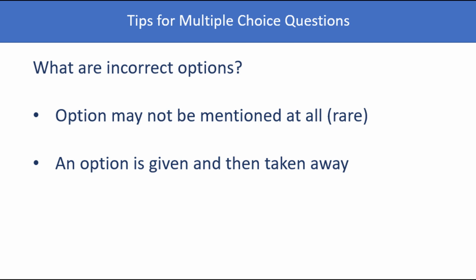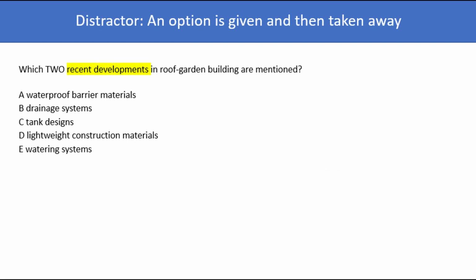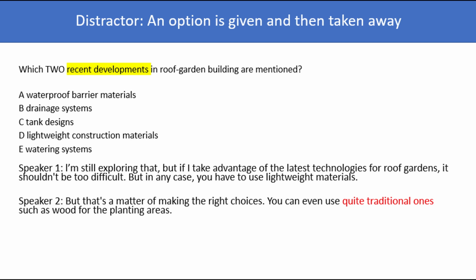One type is the one where an option is given and then taken away. Like, look at this question. It is related to recent development. Which are the developments which are new and modern? Now read the audio script.